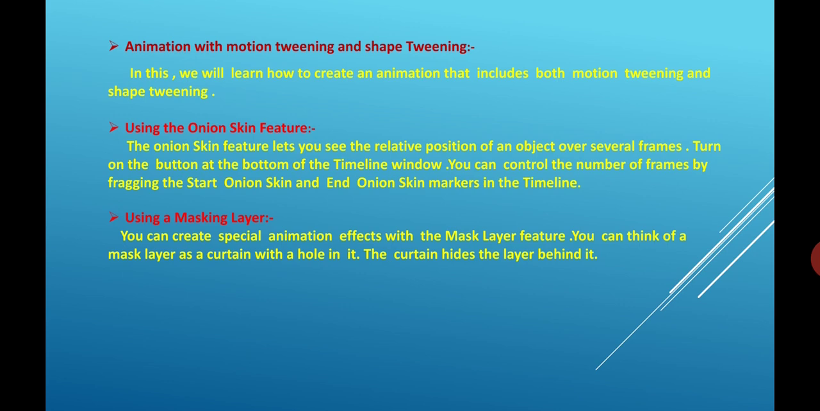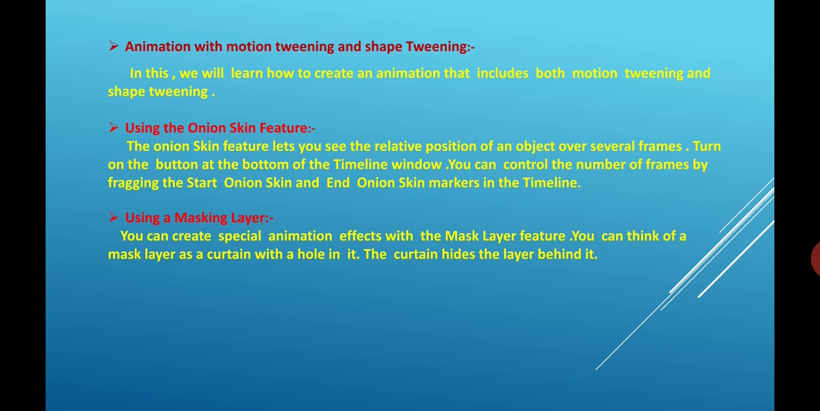Now next one is onion skin feature. Onion skinning in computer graphics is a technique used in creating animated cartoons and editing movies to see several frames at once. By using this feature, the animator or editor can make a decision on how to create or change an image based on the previous image in the sequence. See the relative position of an object over several frames.